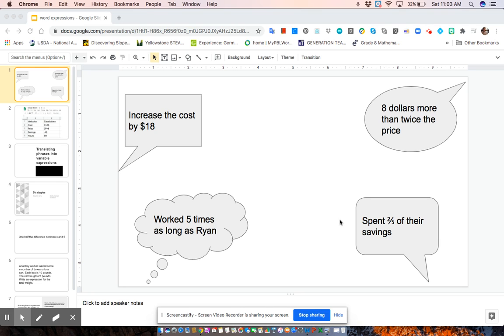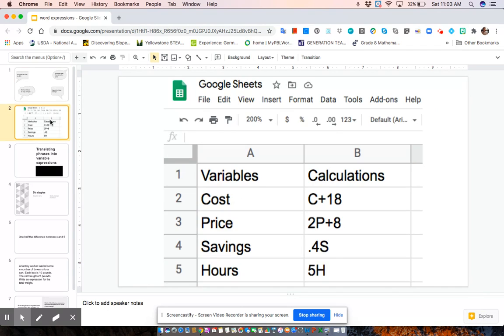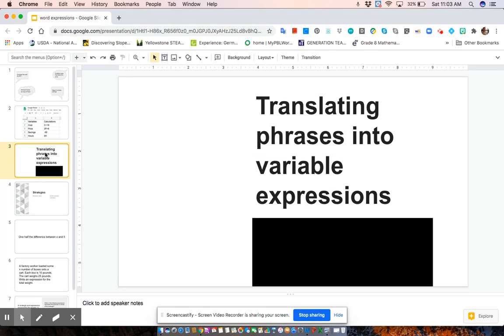So you might, in your everyday life, hear phrases that somehow relate to math, whether it's the cost of something or how long you work. You hear these phrases that involve numbers and could be expressed in a math way. And you might work for a business or be tasked to take these applications and express them, say, in a spreadsheet where you have cost or your savings and you need to write some sort of math expression for that. So we're going to be translating phrases into variable expressions.